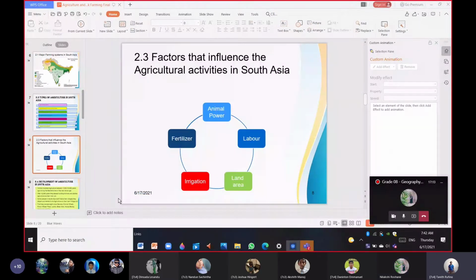So these are the factors that influence the agricultural activities in South Asia. Agriculture is done throughout the world. These are the major things needed to do agriculture in South Asia, though not in all parts of the world: fertilizer, animal power, labor, land area, and finally irrigation. We need all of these accumulated factors to do agriculture in South Asia.